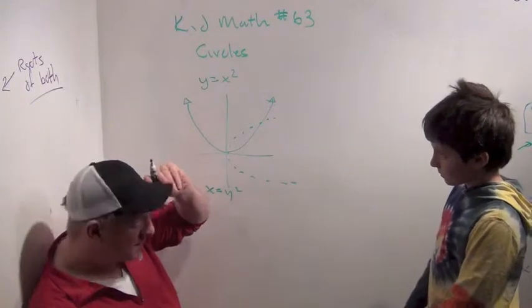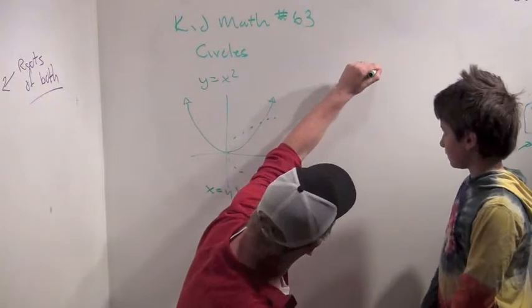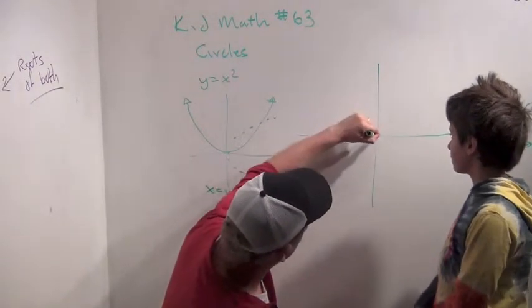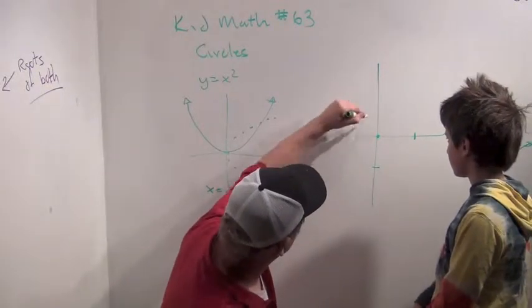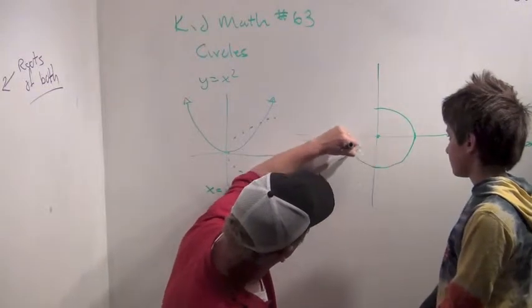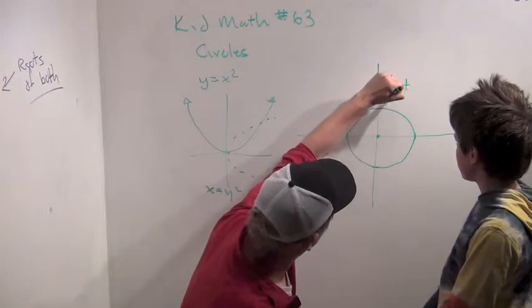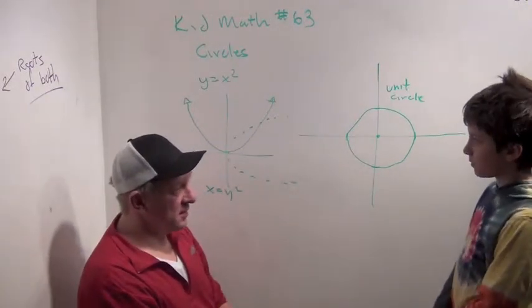Now we're going to talk about circles. And our starting example for a circle, in fact the most common circle, I'll do centered at 0, 0 with a radius of 1. This circle has a special name. It's called the unit circle. This circle shows up in a lot of places.